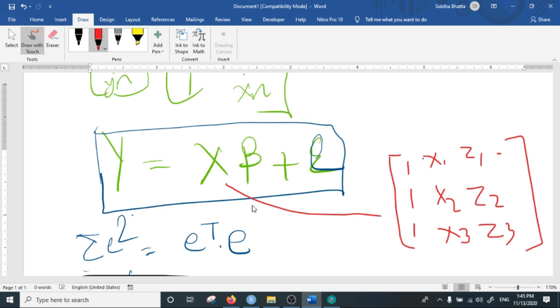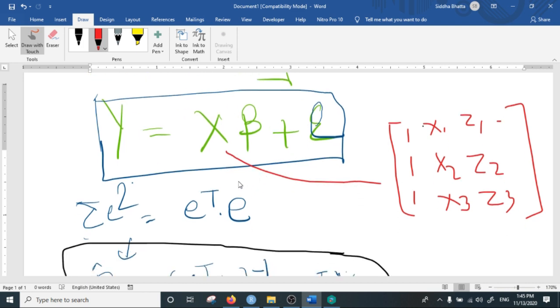Now we can estimate the beta vector. We can estimate the beta vector in matrix form by simply using the method of least squares. In the method of least squares, we minimize the sum of squared deviations, or we simply minimize the sum of the squared error terms.